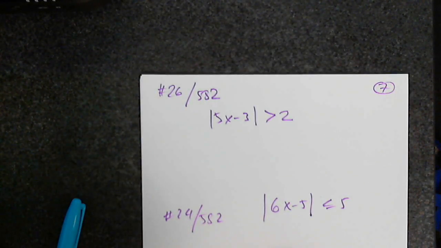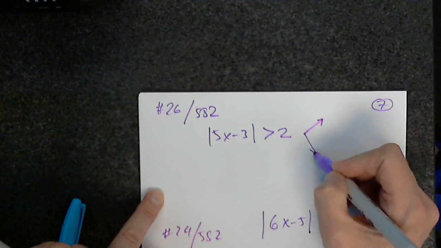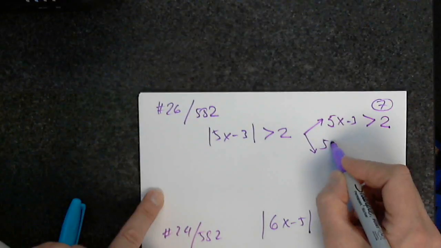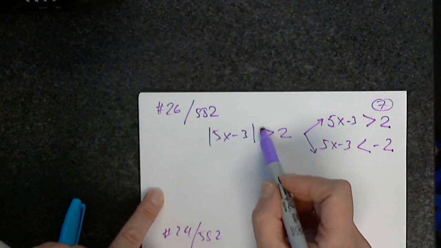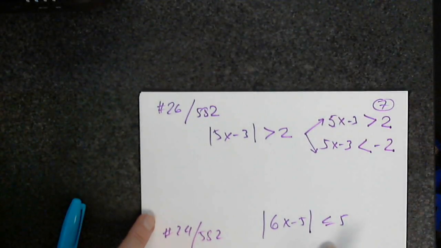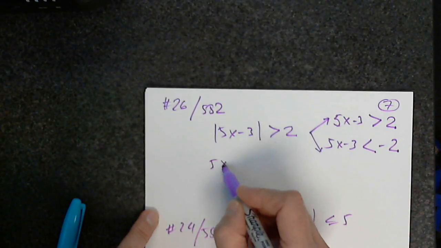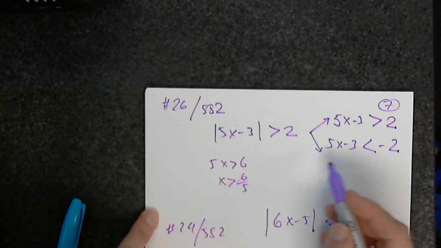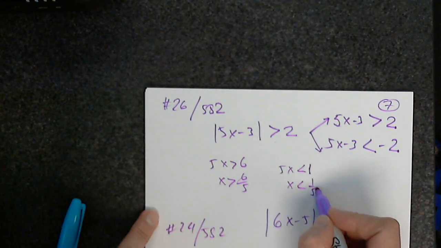You cannot set it equal because this is an inequality, and that will be a mistake. So from here, I have two options. I have 5x minus 3 greater than 2 or 5x minus 3 less than negative 2. Right. So we cannot change this. Perfect. So then I add 3, so I get 5x greater than 6, x greater than 6 fifths. Here I add 3, so I get 5x less than 1, x less than 1 fifth.